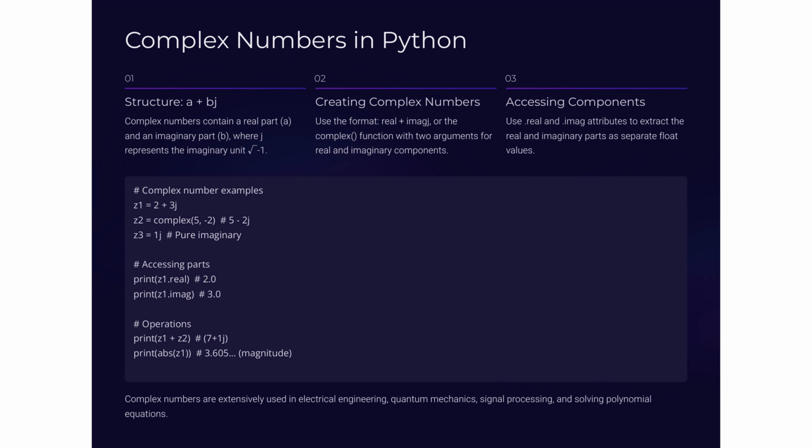Complex numbers in Python are structured as a plus bj, where a is the real part and b is the imaginary part. Create them using real plus imag j, or the complex function. Access components with .real and .imag. They're vital in fields like electrical engineering and quantum mechanics. Example: z1 equals 2 plus 3j, z2 equals complex 5 minus 2.